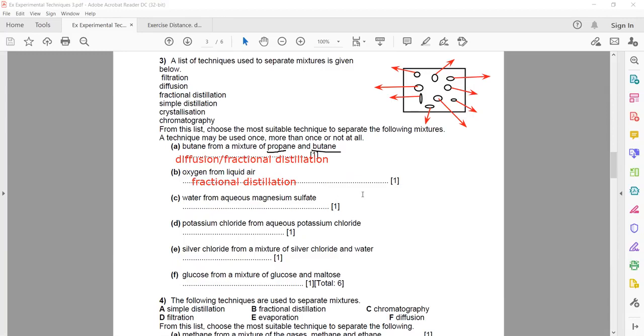Water from aqueous magnesium sulfate. So we need water from salt solution. When we need water from the salt solution, the technique which we can use is called simple distillation.